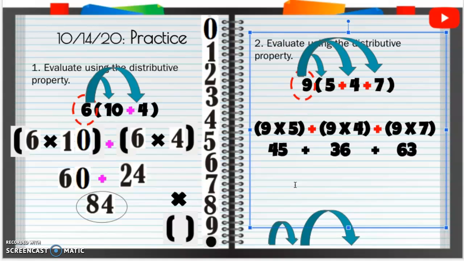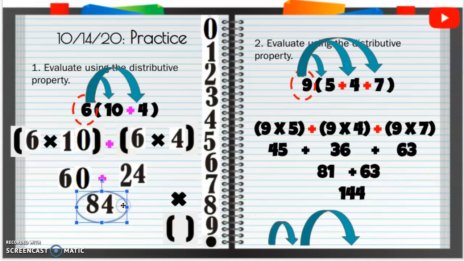If we do 45 plus 36, you can write this on a piece of paper, but you will end up getting 81. So I'm going to write 81. I did not use that other plus or that 63 yet. So now I have 81 plus 63, which is going to give us 144. And that's going to be our answer. You can circle that if you'd like to. You don't have to, but that is our final answer. And you did it. Great job.